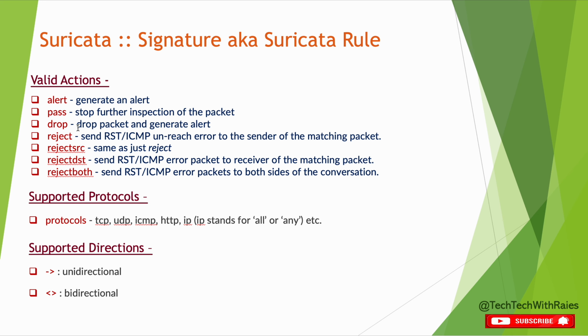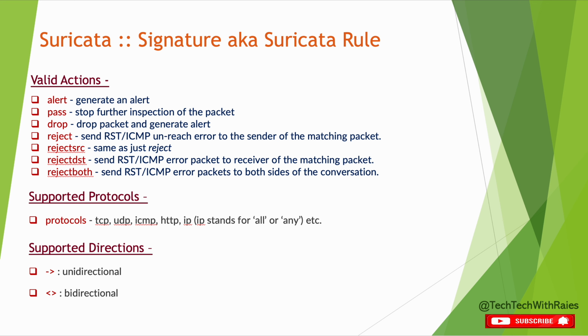Drop: when we hit a drop action, it will drop the packet and generate an alert as well. Similarly, reject is there. It sends RST and ICMP error to the sender of the matching packet. Reject source is similar to reject, and all other valid options are available.